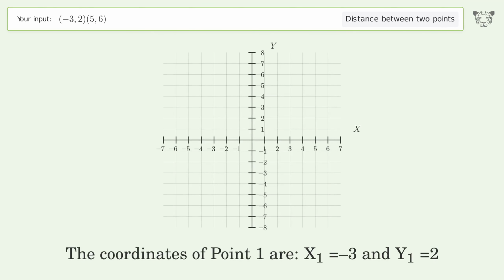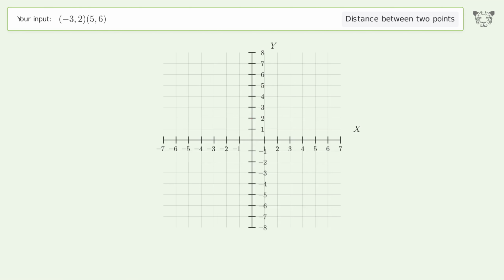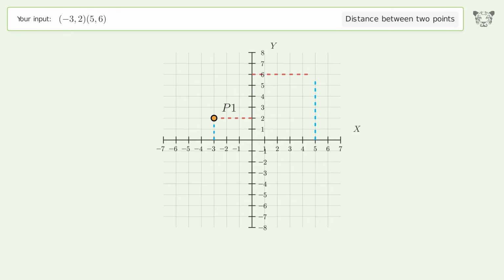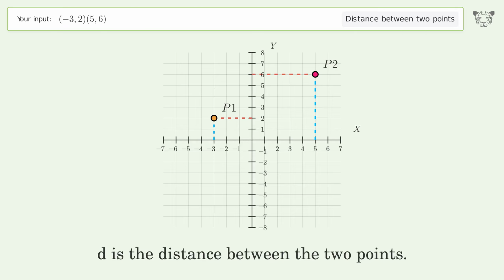The coordinates of point 1 are x1 equals -3 and y1 equals 2. The coordinates of point 2 are x2 equals 5 and y2 equals 6. D is the distance between the 2 points.